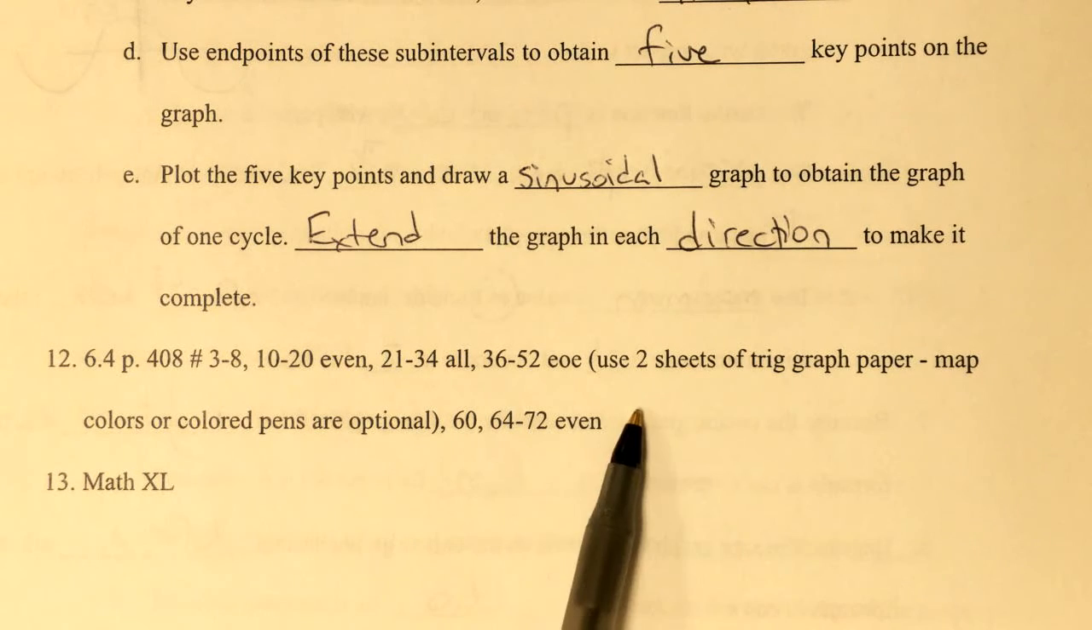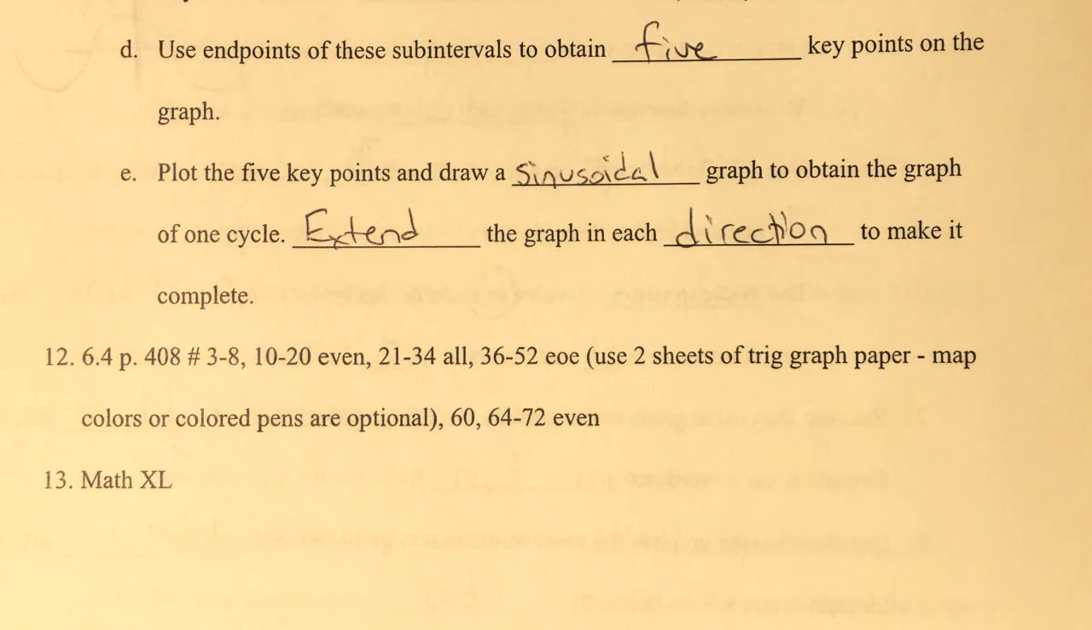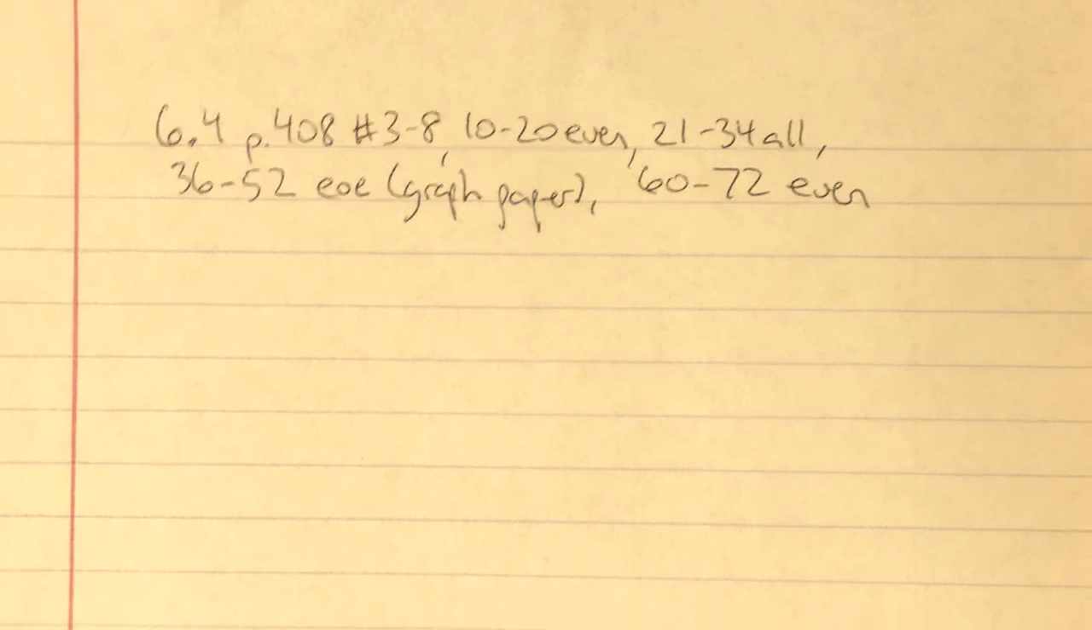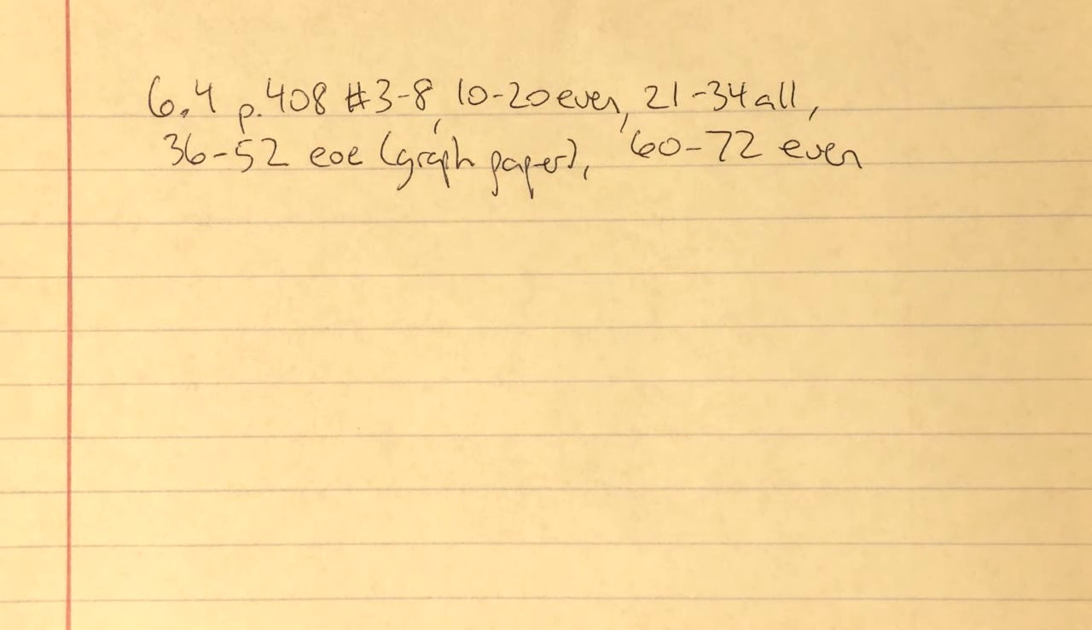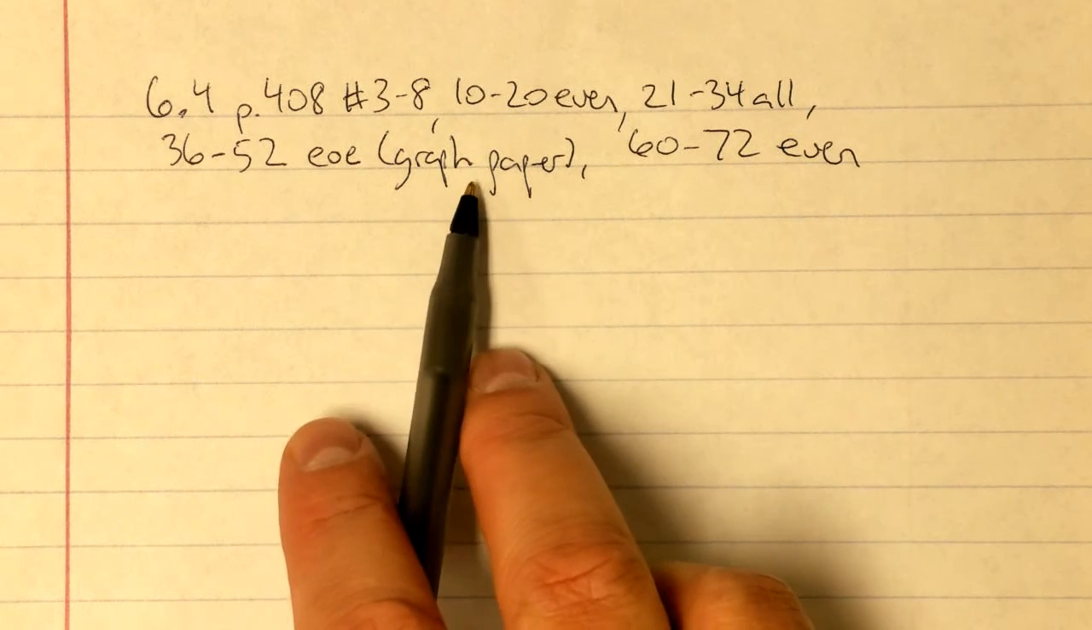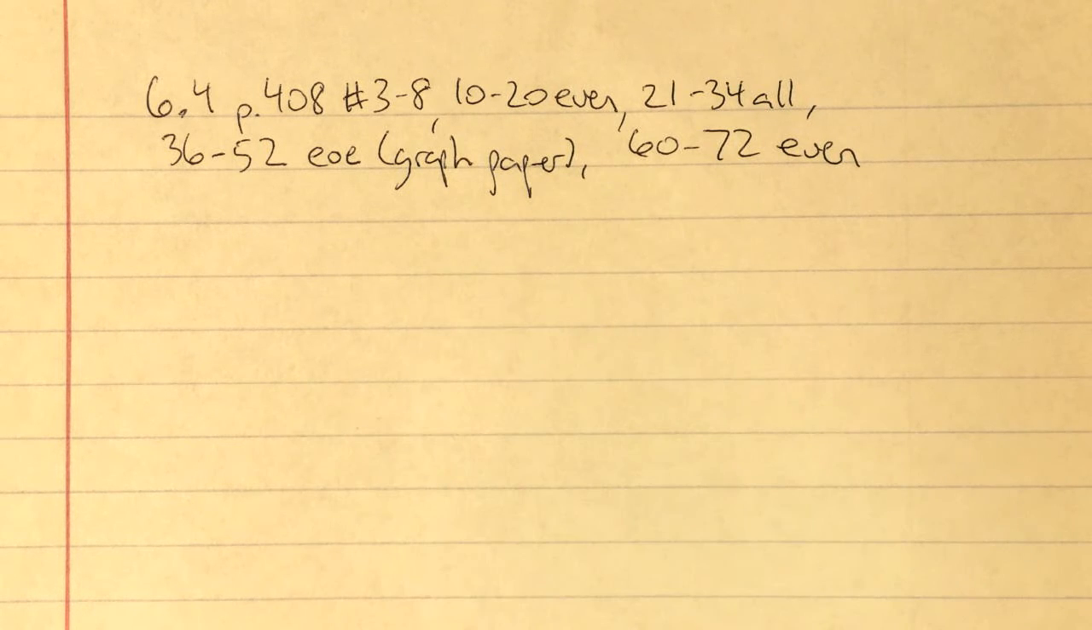Here's your problem list. I'll pause this while you write that down. Okay, so there's your header with your problem numbers. It's 6.4, page 408, numbers 3 through 8, 10 to 20 even, 21 to 34 all, 36 to 52 every other even. Those are the ones you're going to need graph paper for, and then 60 to 72 even.